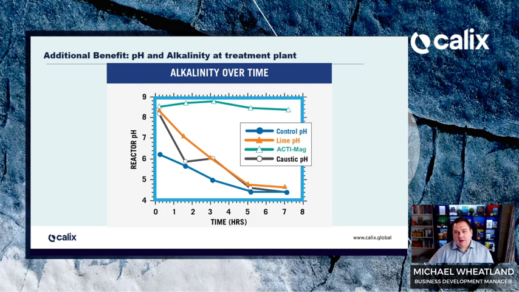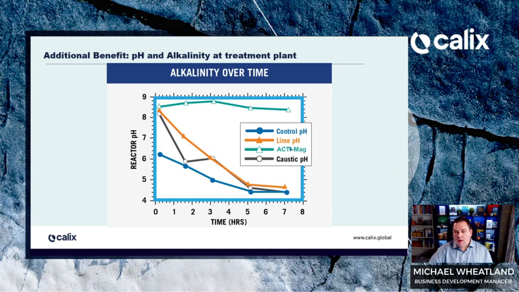So it's really important that within wastewater treatment plants you use an alkali or a pH control mechanism that's got quite a high alkalinity. And ACTI-Mag has one of the highest alkalinities on the market. It's very good at stabilising wastewater treatment systems. As you can see here, it's a comparison of a few different products like caustic, lime, and also no addition in terms of pH control. The range where you want to keep things is somewhere between 7 and 9.